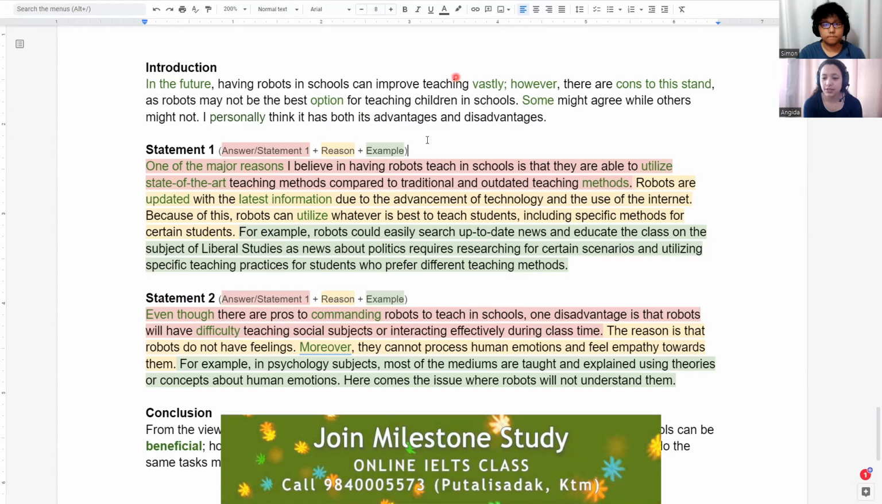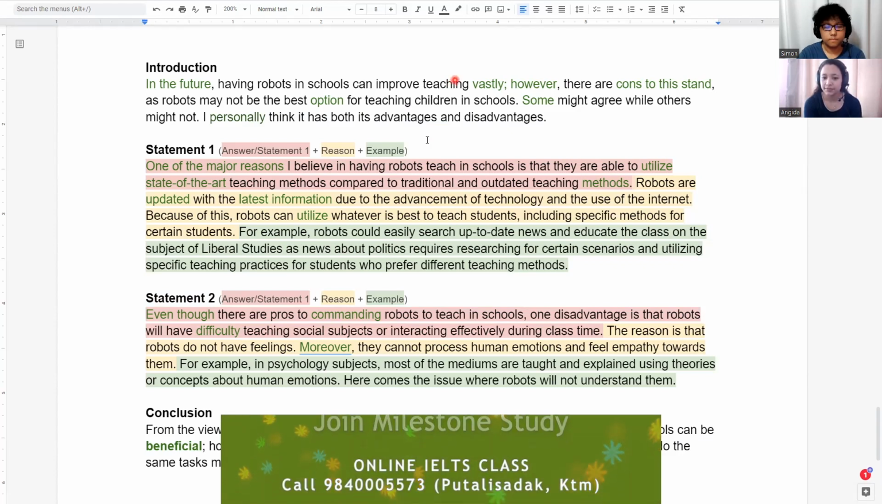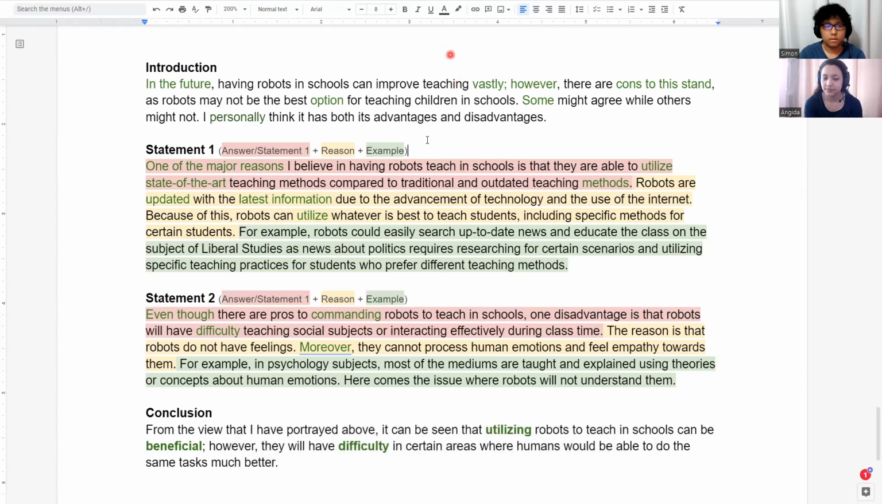Is it compulsory to write examples even though the question has not asked for any examples? Wait, could you repeat the question? Is it compulsory to write examples even though the question does not ask for any examples? It's not compulsory, but you are able to write extra examples because you can get more words in your essay and even more marks. Mhm.